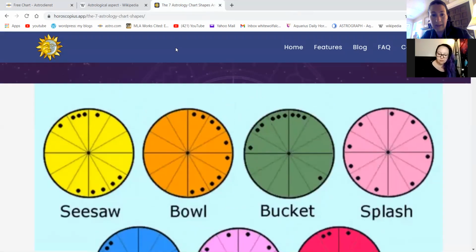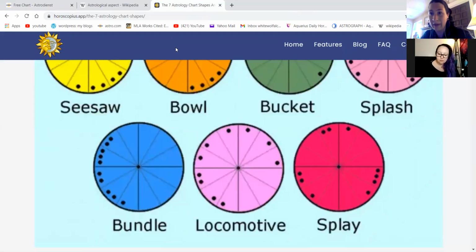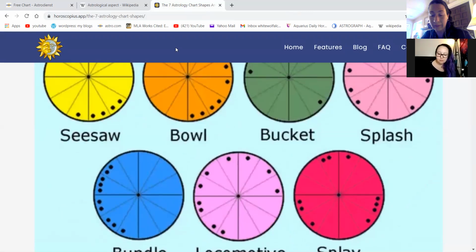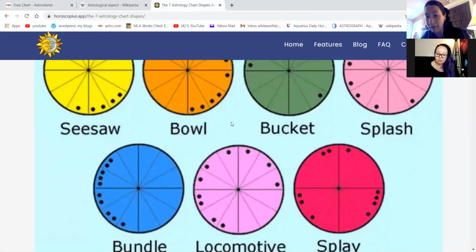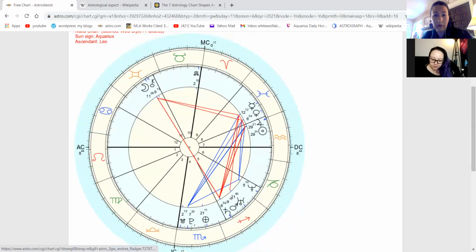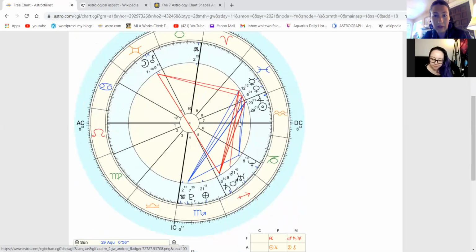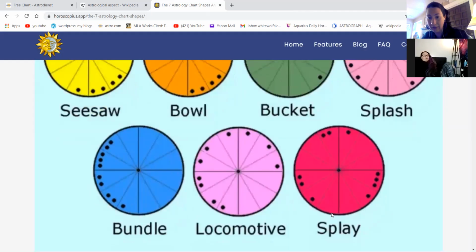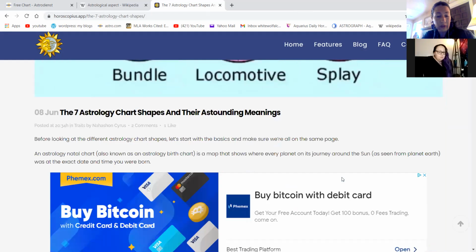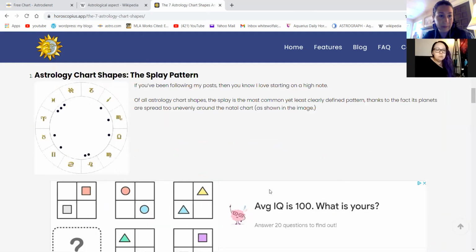So I would definitely say you have a splay pattern because it's pretty concentrated in a few different houses. You have 1, 2, 3 main areas, just like the splay. So let's read the splay pattern.